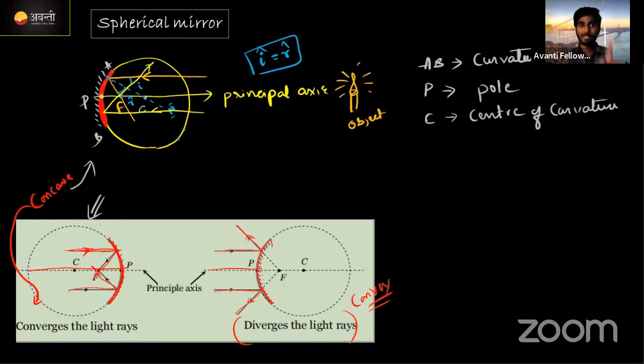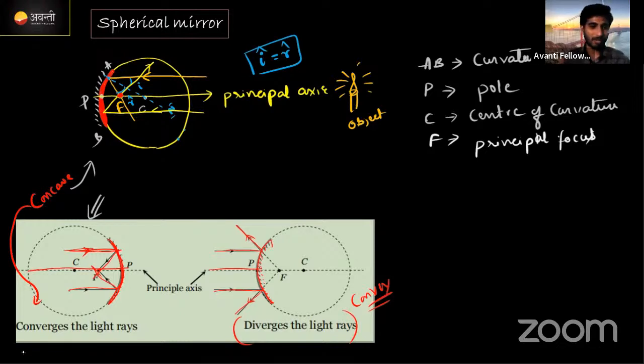Correct now? These two reflected rays are concentrated at one point. Actually, they meet at one point. Correct now? This point we call the principal focus. This point we call principal focus. Here F stands for principal focus. Clear?